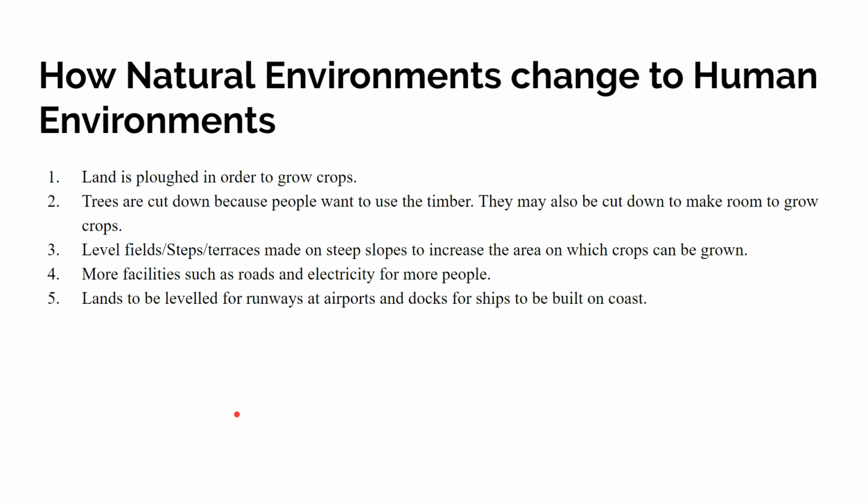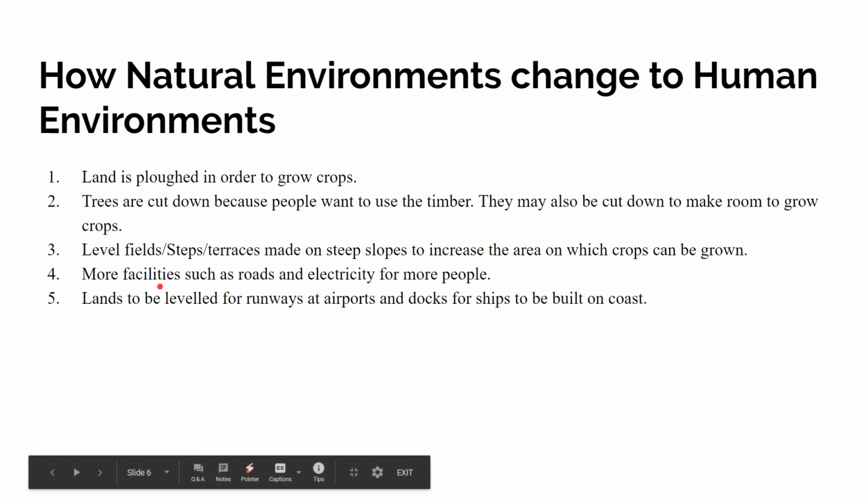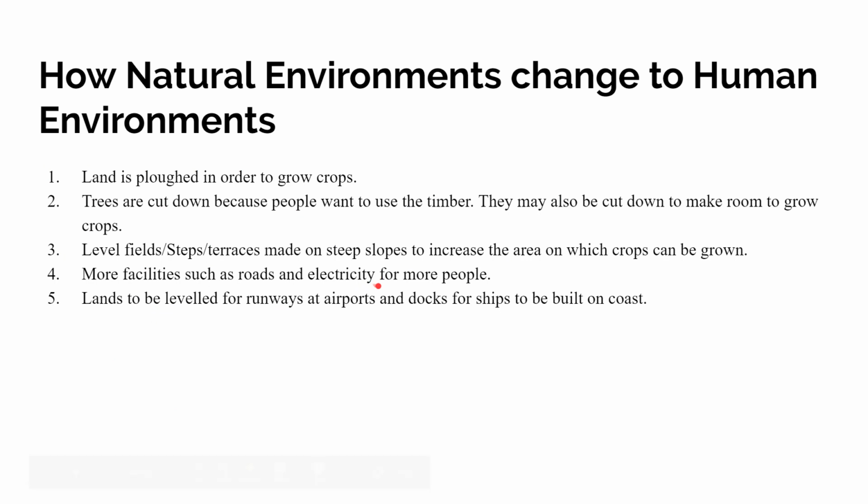Now we have more facilities. For example, if we need more facilities in an area, we are going to make more roads, and we are going to make sure that there's enough electricity, right? This is how the natural environment changes to the human environment. And then lands are leveled for runways. For example, if I have an area around the airport, then I'm going to level the land for runways, and then we have docks for the ships as well.